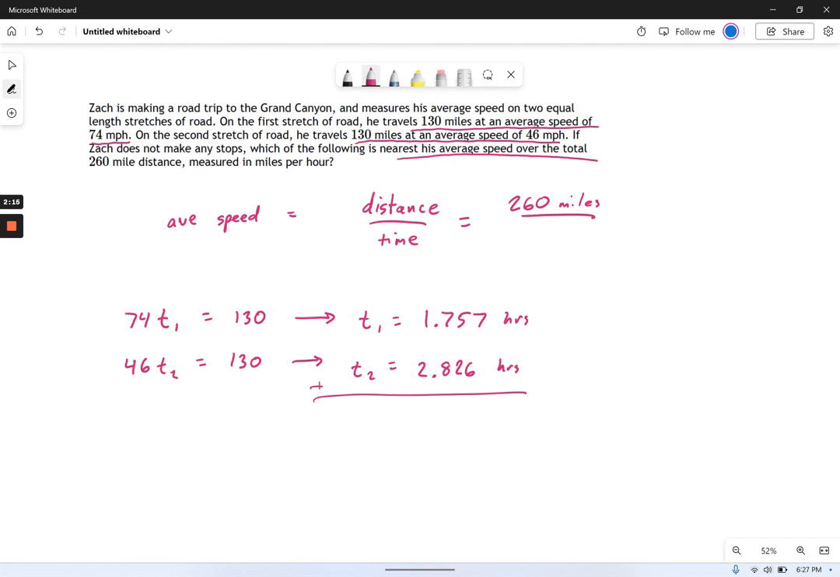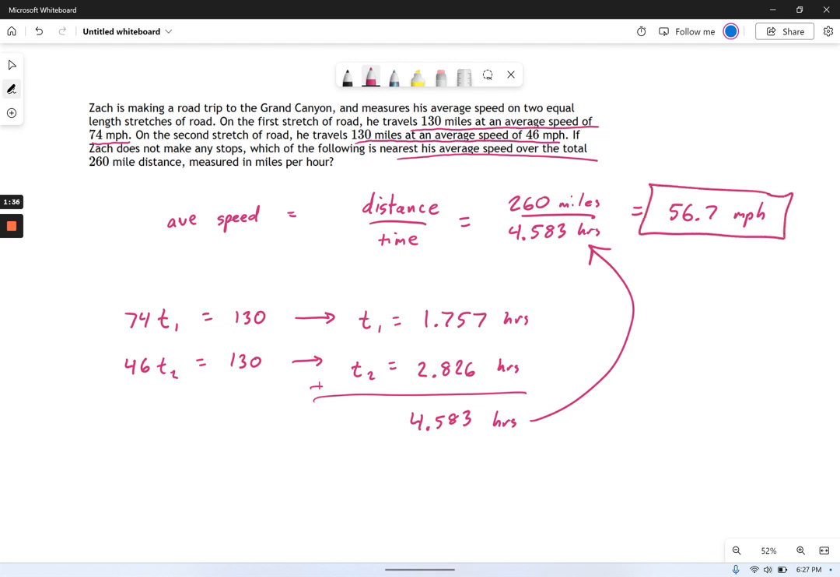Let's see what that is. We get plus 1.757. I'm going to get a total trip time of 4.583 hours. So we take that and we put it right here. 4.583 hours. Now what this is going to tell us is our average speed over the whole trip. So let's see what we get there. This is going to be 260 divided by 4.583. And I get 56.7 miles per hour. Okay, that's our average speed over the trip.